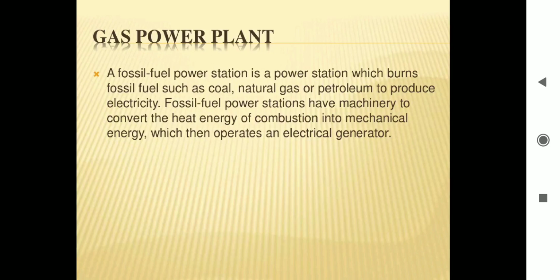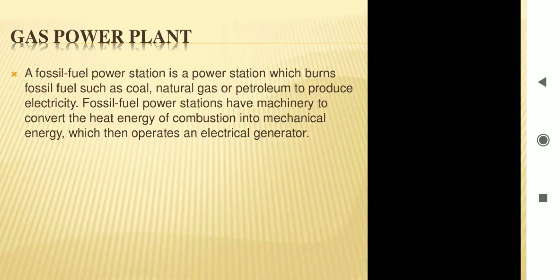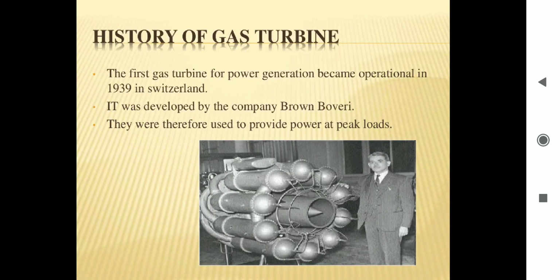So let's see what a gas turbine power plant is. It's a type of power plant which works on this cycle and is a fossil fuel power station, which burns fossil fuels such as coal, natural gas, and petroleum to produce electricity. Here we use fuels like coal, natural gas, and petroleum. Fossil fuel power stations use machinery to convert the heat energy from combustion into mechanical energy, which then operates an electrical generator.